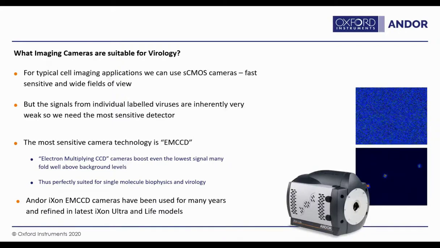In terms of these cameras, it has been the iXon EMCCD cameras that have been used for many years, and over time these have been refined, reaching the current models: the iXon Ultra, which is the most sensitive EMCCD camera available, and also an iXon Life camera, which allows people to use EMCCD technology at a lower price point, because obviously this exclusive technology typically costs more than an sCMOS camera would.